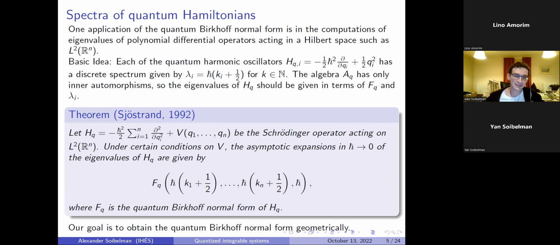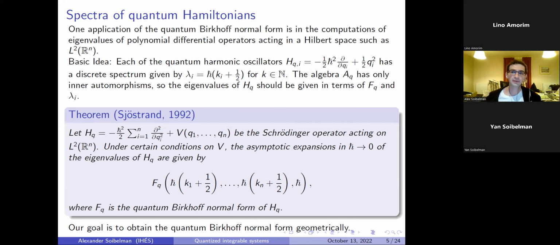So this is exactly what Sjostrand did, or Sjostrand proved in 1992. So there's essentially this theorem that if you have the Schrödinger operator acting on the Hilbert space of L2 functions on R to the n, then given some sufficiently nice conditions on this V, namely that you want there to be a non-degenerate critical point, and you want that to be the only critical point, as well as some other conditions, then you can get the asymptotic expansion for the eigenvalues of this HQ just by plugging in the eigenvalues of the quantum harmonic oscillator into the quantum Birkhoff normal form.